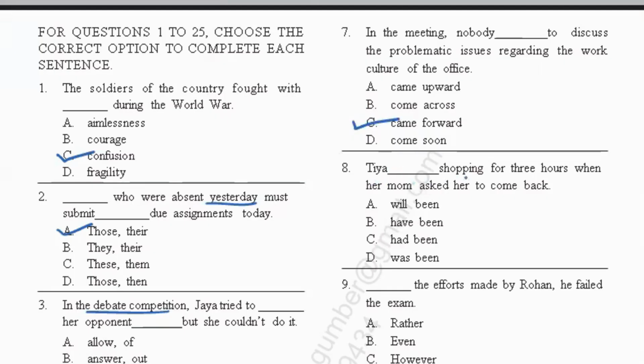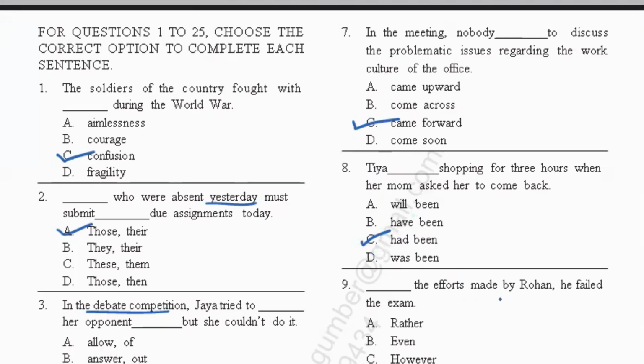Next, Tia dash shopping for 3 hours when her mom asked her to come back. Will been, no, have been shopping for 3 hours when her mother asked her to come back. No, it should be in past tense. What she had been doing for 3 hours. Okay, so it should be Tia had been shopping for 3 hours when her mom asked her to come back. So it's option C here.